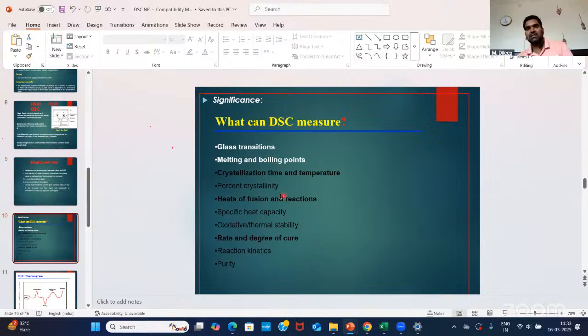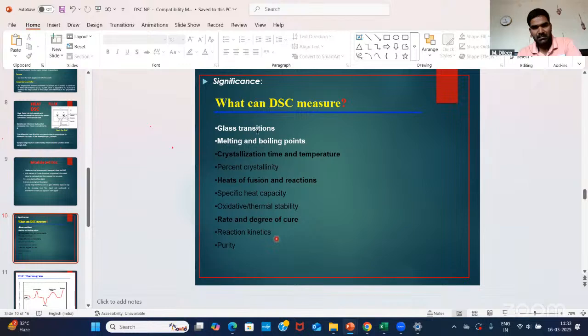What can DSC measure? What is the significance of DSC? Let us see. By using DSC, you can see glass transitions, melting and boiling points, crystallization time and temperature, percent crystallinity, heats of fusion, specific heat capacity, oxidative thermal stability, rate and degree of cure, reaction kinetics, and finally purity also can be seen.